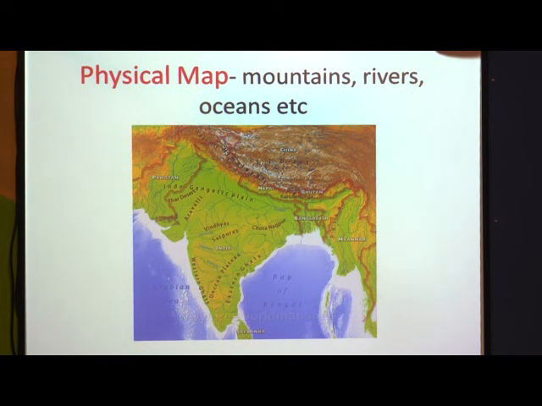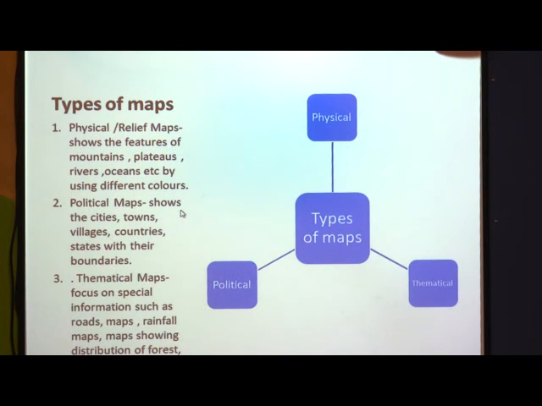So, when a map shows features like rivers, mountains, plateaus, or oceans, even here the Bay of Bengal and the Arabian Sea, such information means you have to name it as a physical map. It means that is a physical map.